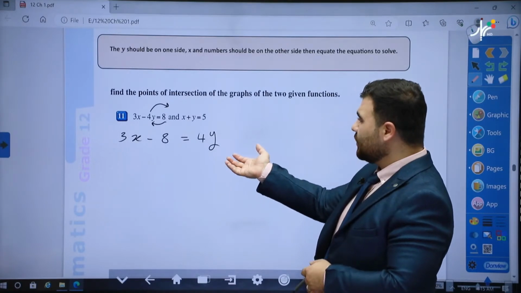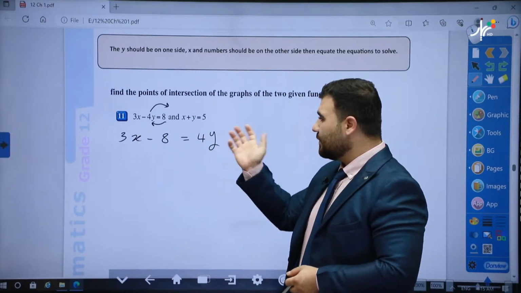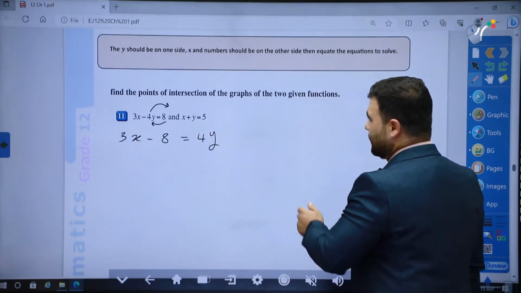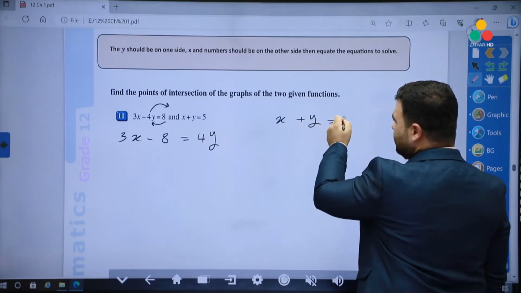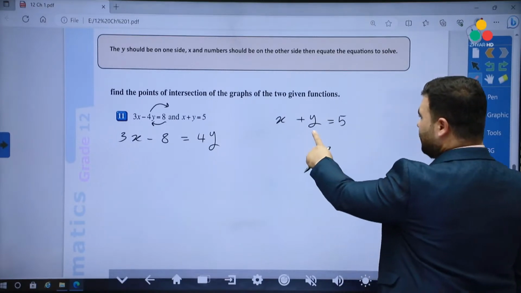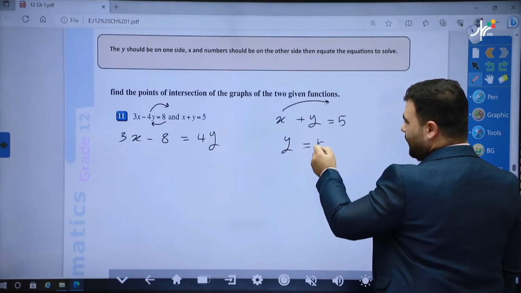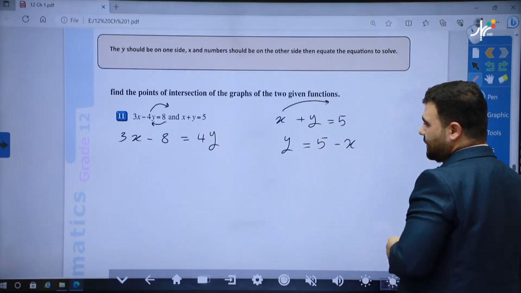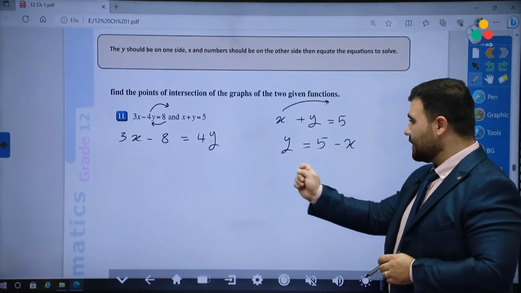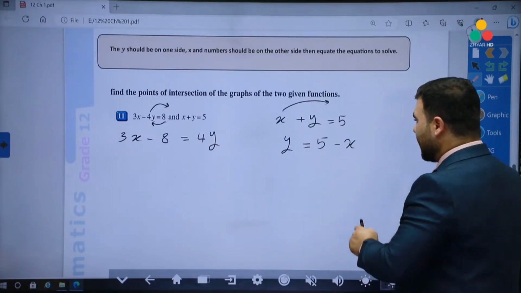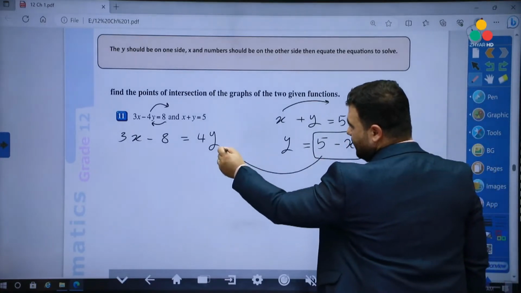In order to make this not very complicated, I don't divide everything by 4 in order to have just y. I keep it like this, 4y. Now let's work on the other equation. The other equation is like this, x plus y equal to 5. Now in order to have y alone, x should go to the other side, then y is equal to 5 minus x. Okay, then y is 5 minus x, and here I have 4y. I'm going to write this in place of this y.